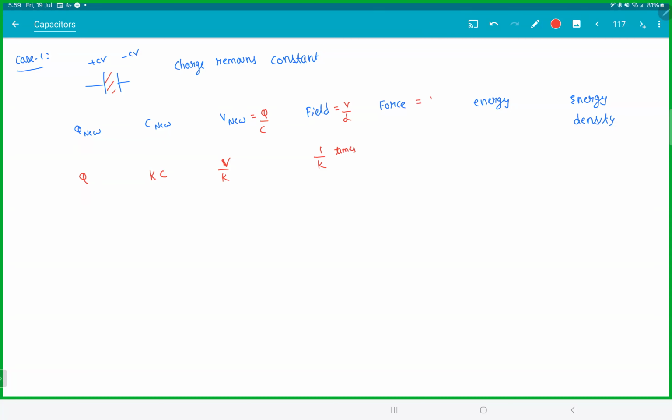Force is simply Q square by 2A epsilon. Now be careful, just force between the plates. So the dielectric won't affect anything here. So this will remain the same. The K is same, Q same. So energy you can write as Q square by 2C. C became K times, so this is 1 by K times. So should we not get K in the denominator of force?